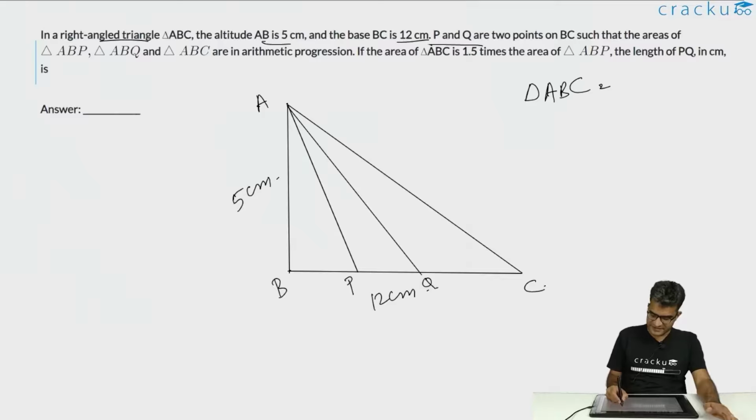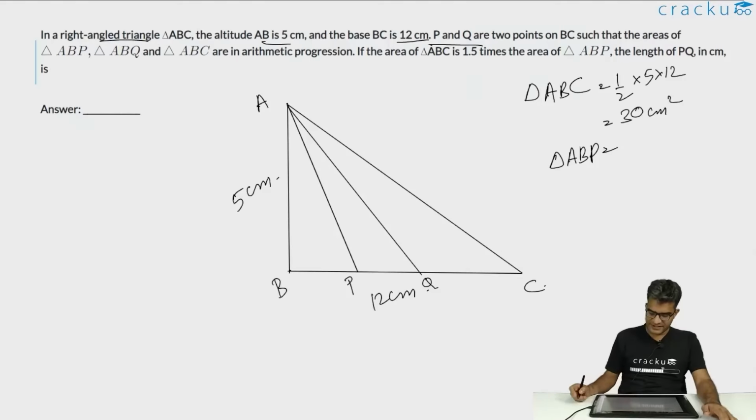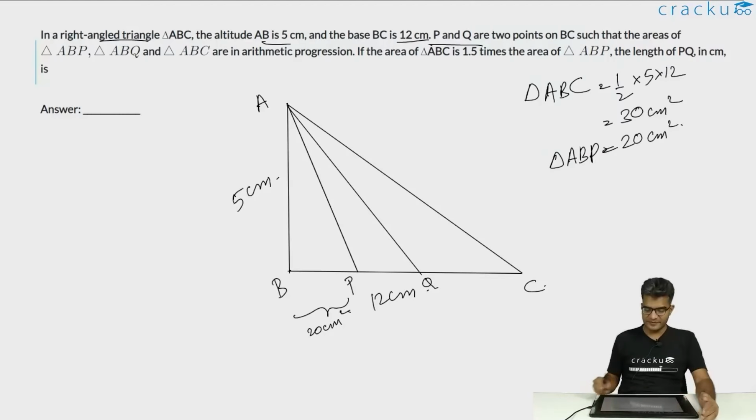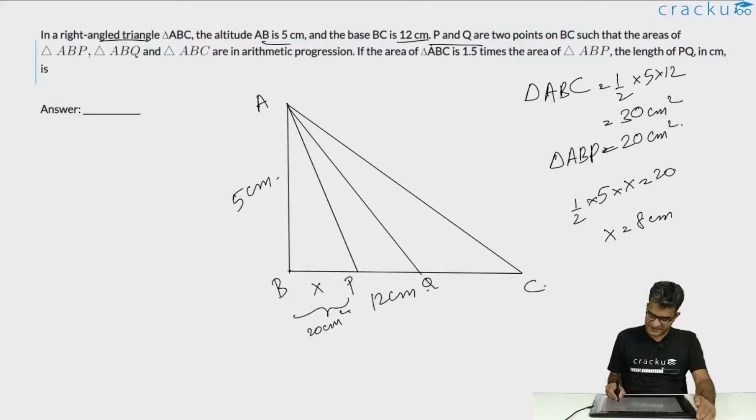The area of triangle ABC is half into 5 into 12, which is equal to 30 centimeters square. So the area of triangle ABP will be 30 divided by 1.5, which is 20 centimeters square. So what is the length of BP? If you assume that this is x, half into 5 into x is equal to 20, or the value of x is 8 centimeters. This overall is 12 centimeters.